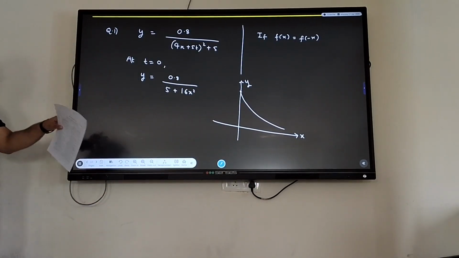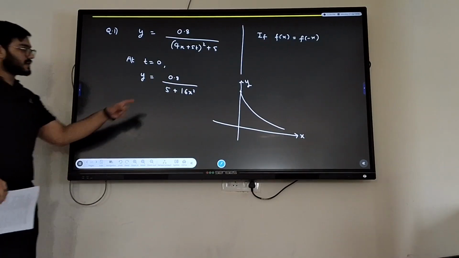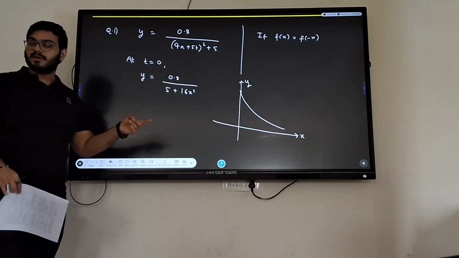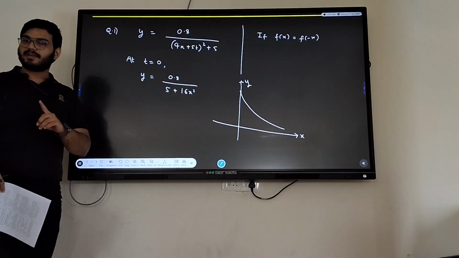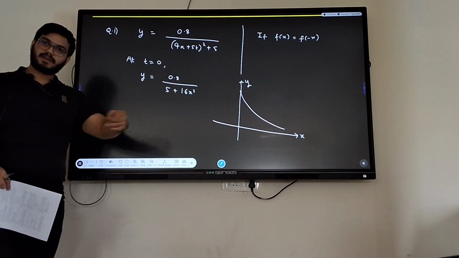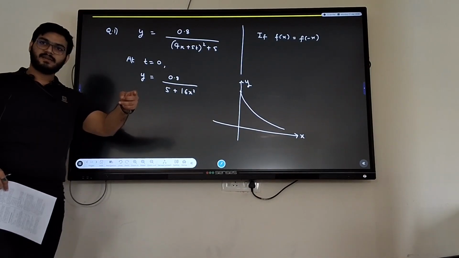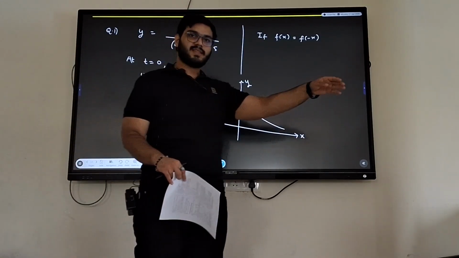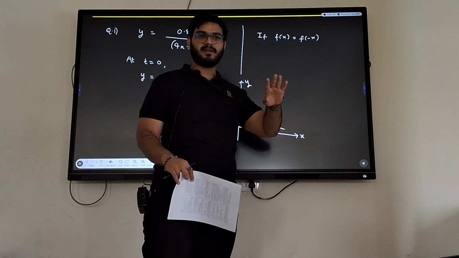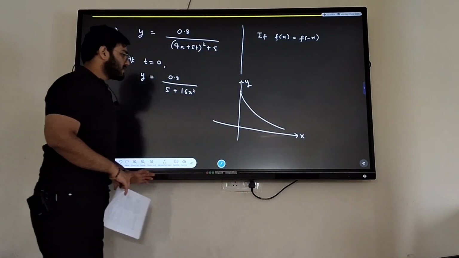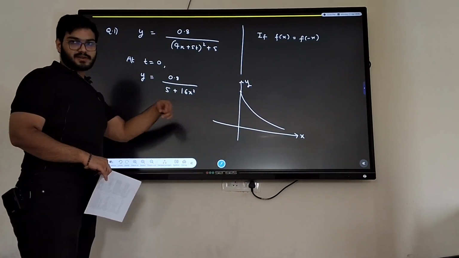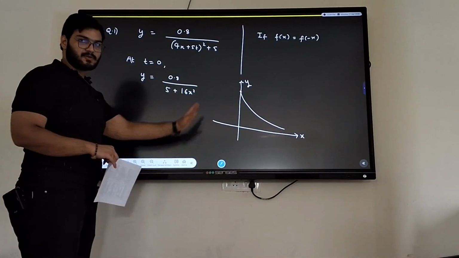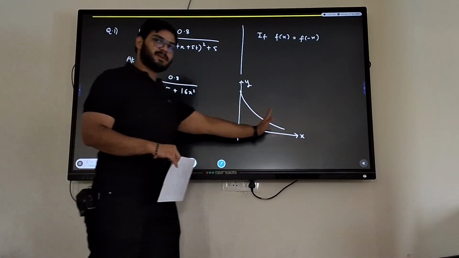We will check the negative x-axis. This is what my graph looks like at t equal to 0. Now if the function is symmetric at t equal to 0, then it will remain symmetric at all times. Because at all times, this wave is just moving. Nothing else is happening. So whatever is the structure, that will remain. If it is symmetric about some axis here, it stays symmetric.